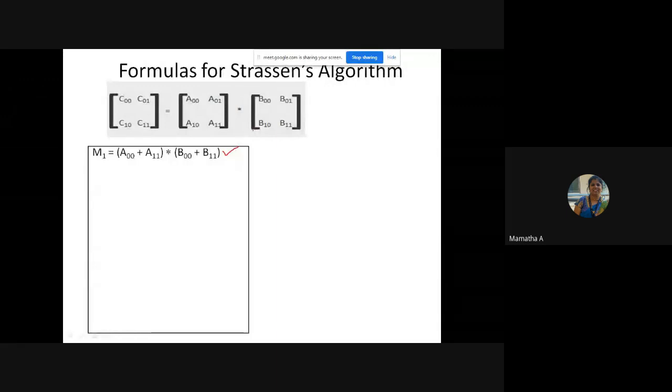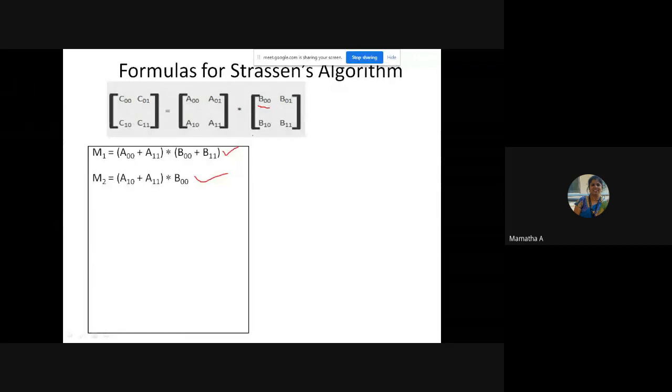Okay. Next is M2. M2 is now A10 plus A11 into B00. So you can observe that A10 plus A11 into B00. Right? See, something you should remember again. I am telling you, you have to make out something so that you can remember. So you can just say it is sum of the second row of first matrix multiplied with the first element of the second matrix. Right?